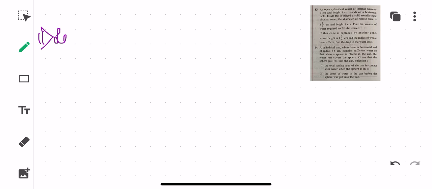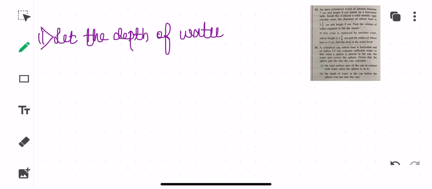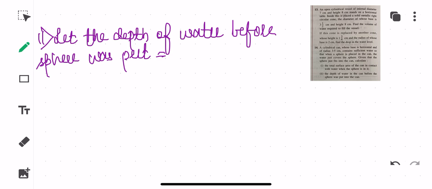Okay, so let the depth of water before the sphere was put be equal to how much? Let this be equal to 3.5 centimeter. No, sorry, not 3.5, this is 8 centimeter.